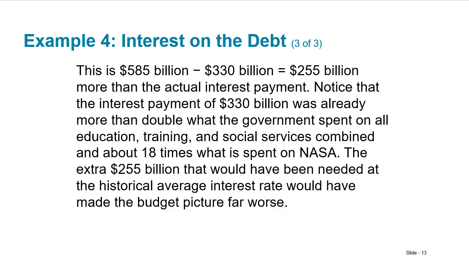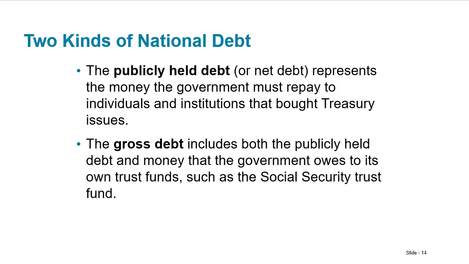Let's see. You can see that's more than double what the government spent, right? The interest, 330, is 18 times what is spent on NASA, right? So there's a lot of money going out there for a lot of things, and you can look into it, but all it's going to do is just make you upset if it's things you don't like, because there's really not much we can do about it.